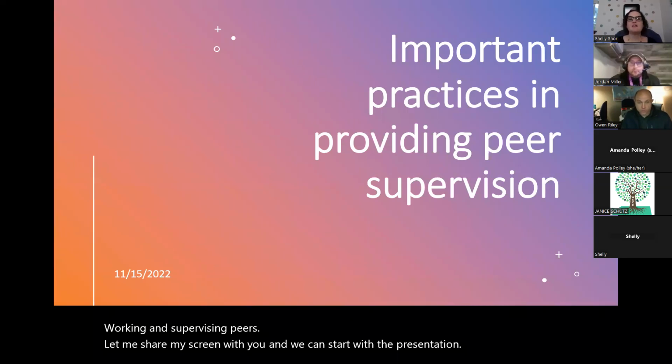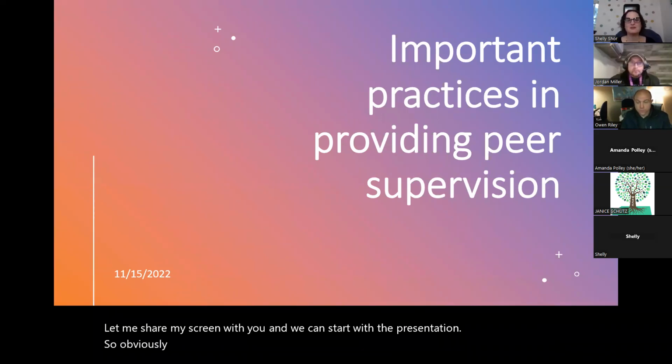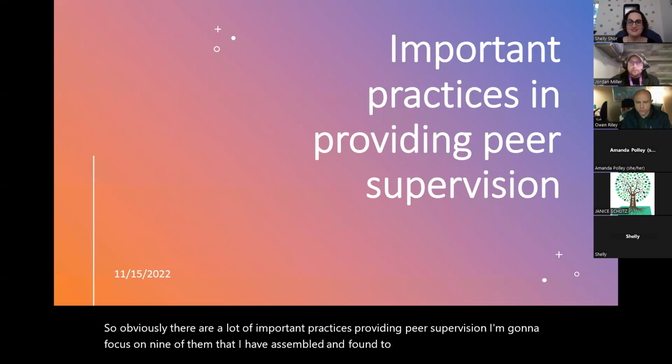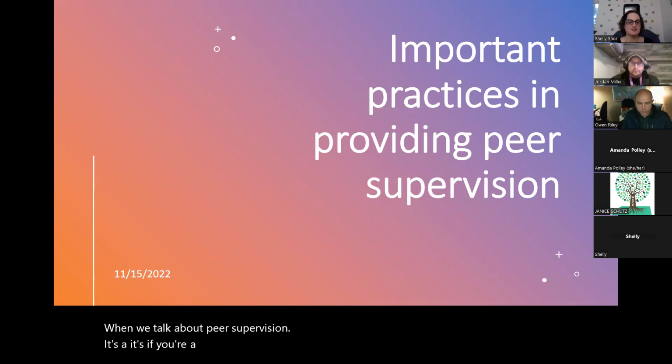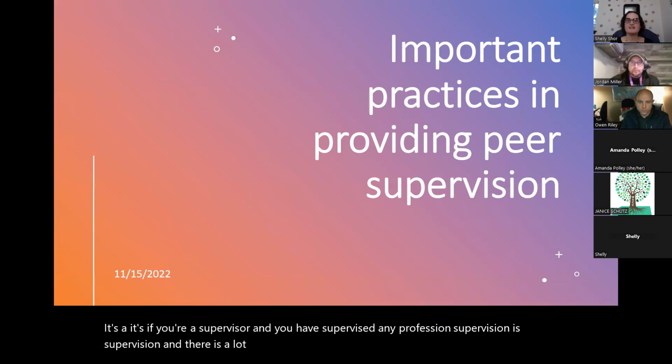So obviously there are a lot of important practices providing peer supervision. I'm going to focus on 9 of them that I have assembled and found to be extremely important. When we talk about peer supervision, if you're a supervisor and you have supervised any provider, any profession, supervision is supervision, and there is a lot of commonality and a lot of things that are similar in supervisions.